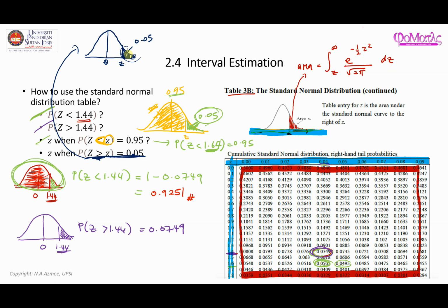Since you know the probability, which is 0.05, you can look inside the table. You will see that it will be either this value or this value because those are equally close to 0.05. Let's say you take this one, so the answer is 1.65. Therefore probability z greater than 1.65 is equal to 0.05. That's all for now. Thank you very much for watching.